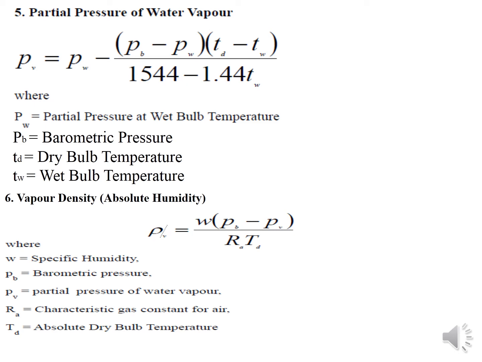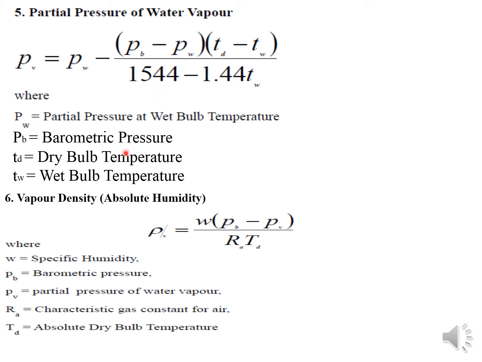Next, if someone asks you to calculate Pv, that is the partial pressure of water vapor, it has been experimentally determined and given as one final expression. So this expression you need to remember. Pv is Pw, the partial pressure at wet bulb temperature, minus (Pb minus Pw) into (Td minus Tw) divided by (1544 minus 1.44 Tw), where Td is the DBT and Tw is the WBT. So this expression we use in the numericals.